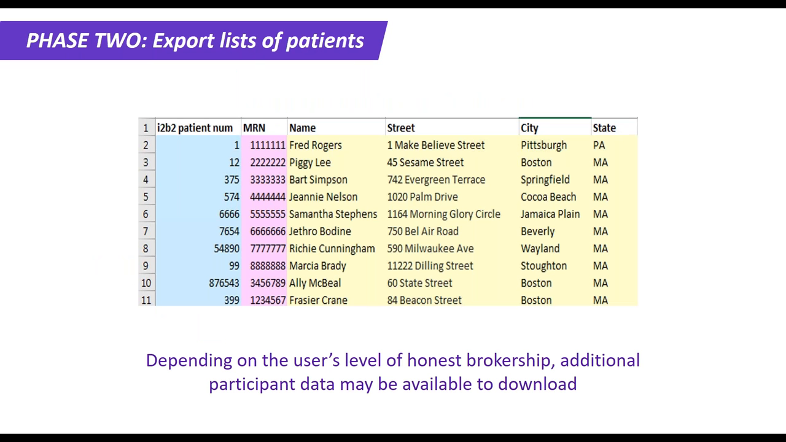And then the magic happens. Depending on what you have in your database, of course, and how much level of access you have, you will be given some or all of this information. And there you go. You have the patient's name, street address, give them a call. I don't know how you want to recruit them, but we give you everything you need using these tools.